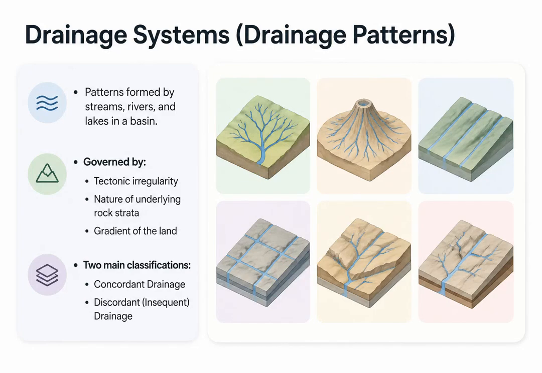Moving on to drainage systems, also known as river systems. These are the actual geometric patterns formed by the streams, rivers, and lakes within a drainage basin. These patterns don't just happen randomly. They are governed by tectonic irregularities, the nature of the underlying rock strata, and the gradient or slope of the land. Based on how the flow direction correlates with the local topology, we classify these patterns into two main categories: concordant drainage and discordant or insequent drainage.